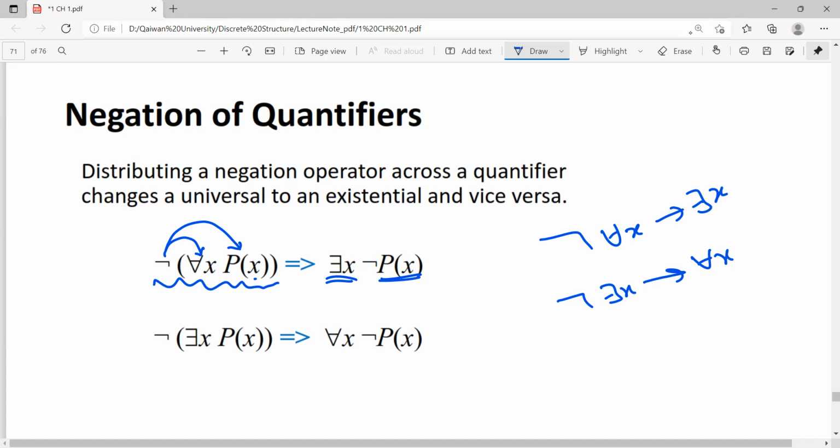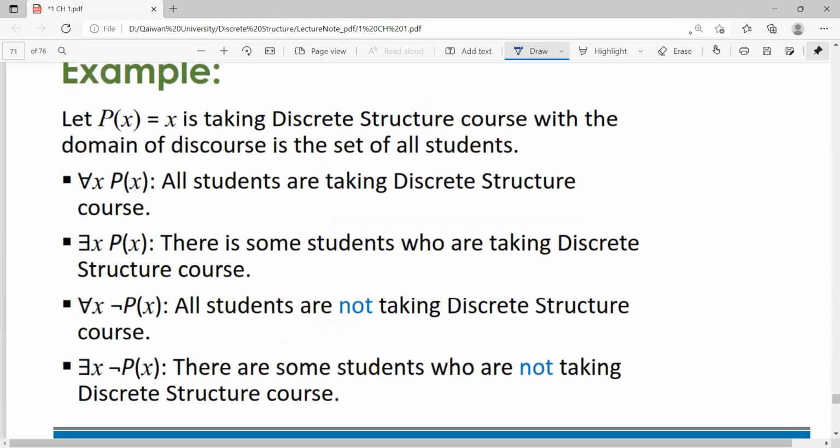You get that? And also, if we have the negation of there exists x p of x, this negation applies to there exists x and to the statement also. When you apply a negation to a statement, we get the negation of the statement. So here the negation of there exists is for all, and the negation of p of x is negation p of x. We just leave it like that. So this is the negation of for all x p of x and also of there exists x p of x. Here we have some examples.